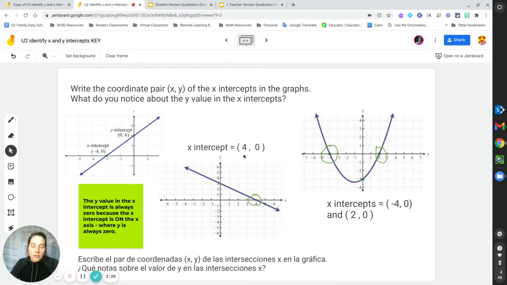You can see here that the x-intercept is (4, 0). It's to the right 4. It doesn't go up or down, or it wouldn't be on the x-axis. So that y value is 0.